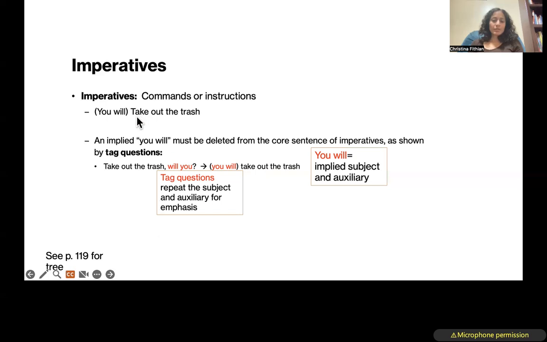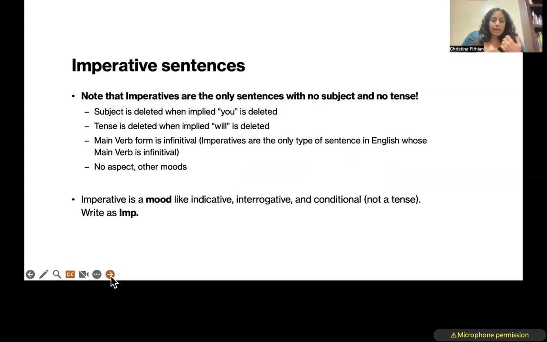So again, this is one that you can try to diagram on your own, but take a look at page 19 for the tree. The trees for imperatives look kind of strange. And that's because imperatives lack a number of things that other sentences have. Imperatives are the only sentences with no subject and no tense.